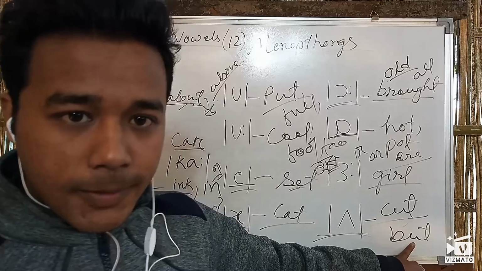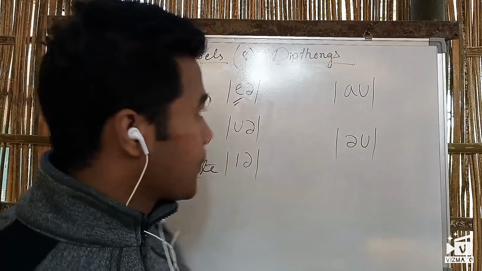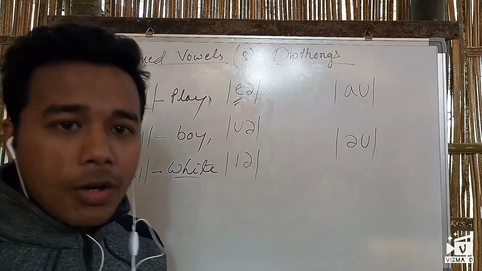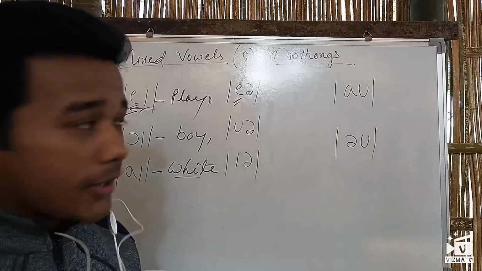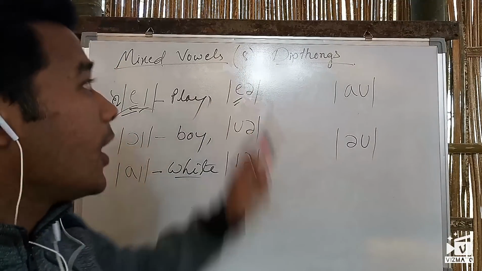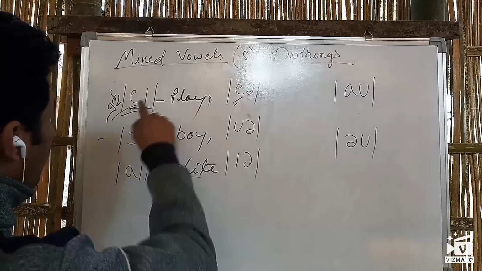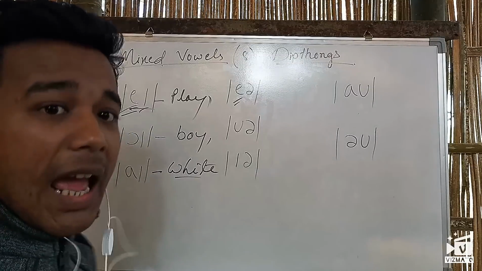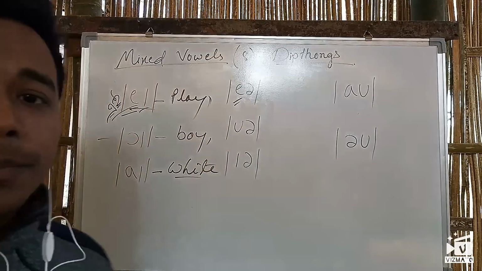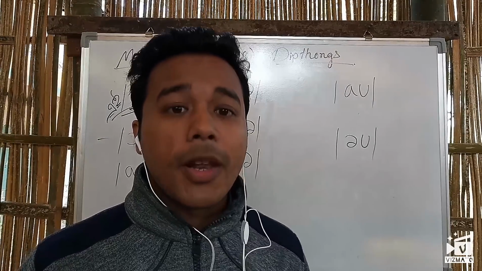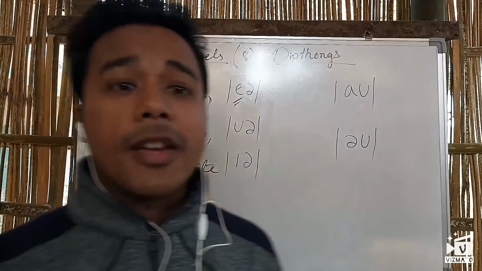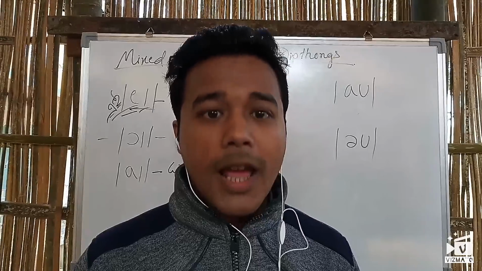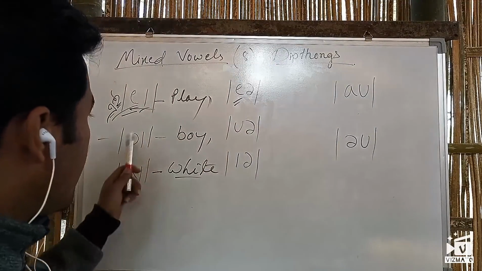Cut, but, okay. But is mixed vowels or diphthongs. These are 8 in number. The first one is a, which can be found in the word like play, right? Play, baby, nation. So a sound.